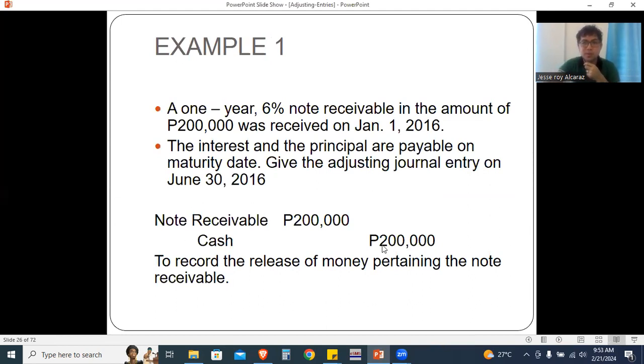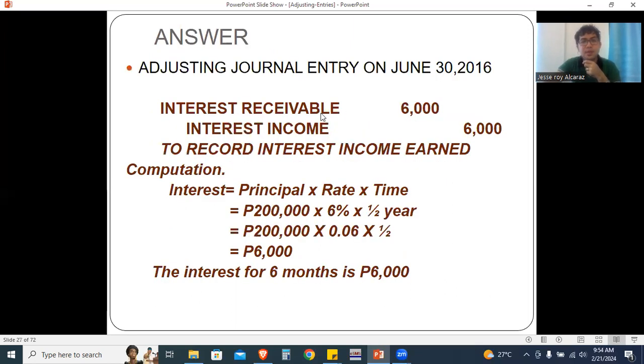So, nagpagawas ng kwarta, 200,000, and then the client will be repaying us the principal amount together with the 6% interest. So, take note of the date as well. It was recorded or released January 1, 2016, and it will require an adjusting entry on June. So let us count the number of months. So January, we include January because it started on January 1. January, February, March, April, May, and then June 30. So that's 6 months.